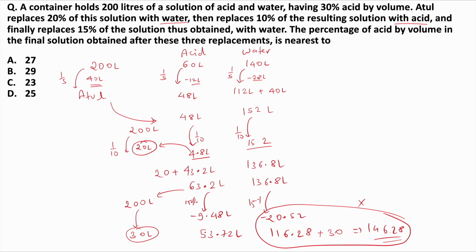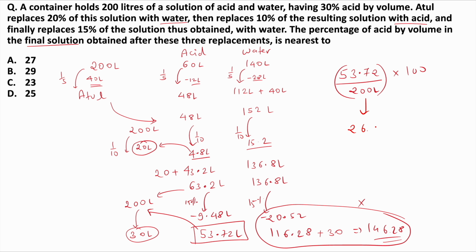Because you understand that the final acid content is 53.72 and that is out of 200 liters. That's what they're asking you, right? The percentage of acid in the final solution. So acid content in the final mixture is 53.72 and that is out of total 200 liters, right? So 53.72 upon 200 times 100. This is precisely 26.86%, and that's roughly 27% approximately. This is my A option, right?